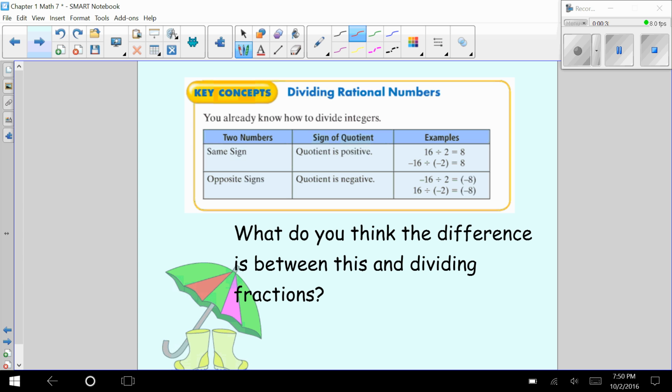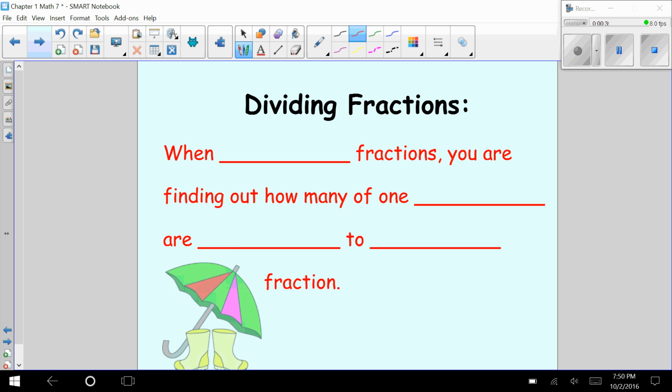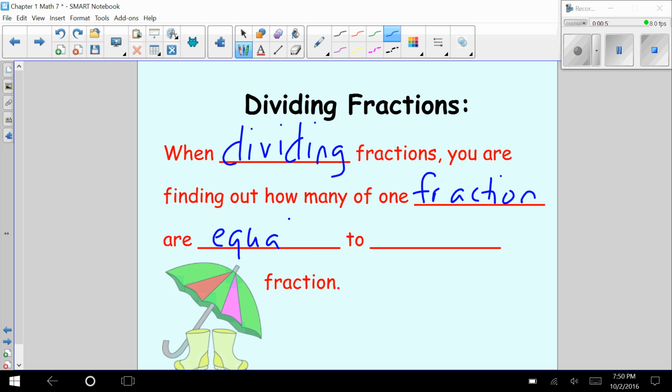Well, you guessed it. The only difference is that we have fractions. When dividing fractions, you're trying to find out how many of one fraction are equal to another fraction. So I'm trying to figure out how many of one would fit into the other.